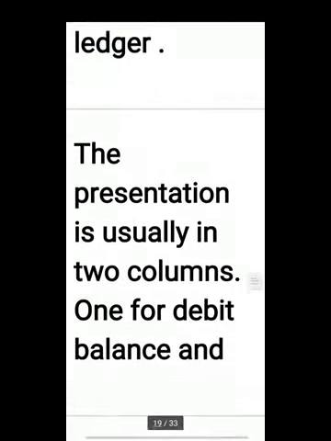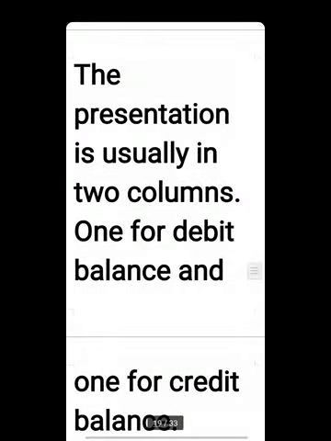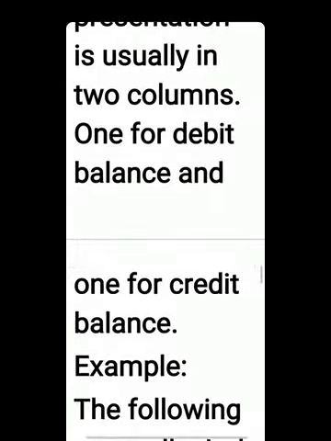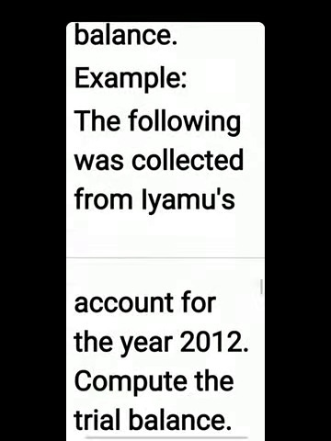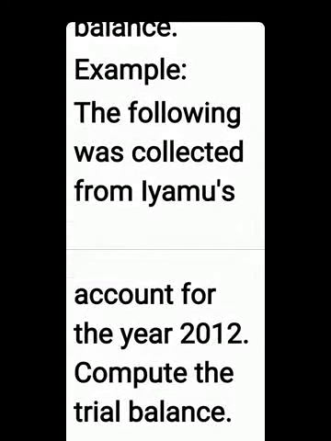Now, the presentation is usually in two columns, one for debit balance and one for credit balance. Now, what does that tell us? Let's look at the following example to explain that. Remember, debit side is usually assets and expenses, while credit side is usually liabilities and income. Beautiful. Let's look at a typical example.